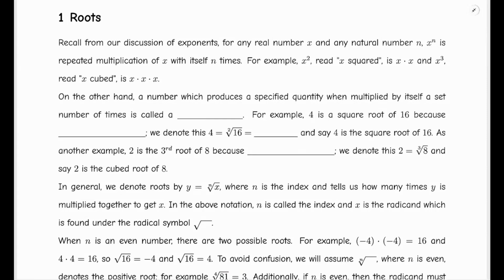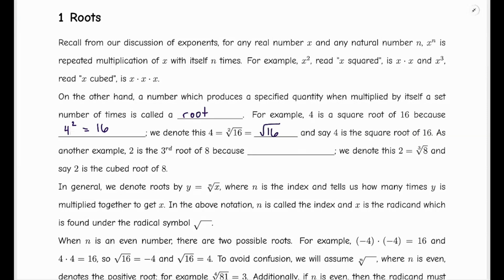On the other hand, a number which produces a specified quantity when multiplied by itself a set number of times is called a root. For example, 4 is the square root of 16 because 4 squared equals 16. We denote this as 4 equals the square root of 16, or just radical 16, and we say 4 is the square root of 16.